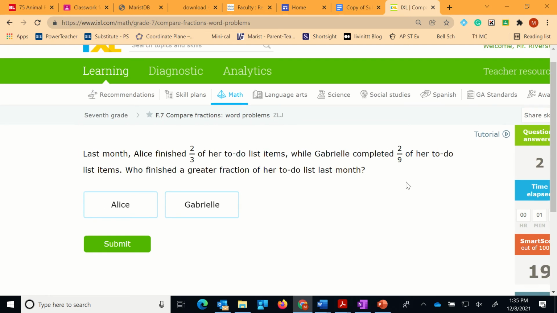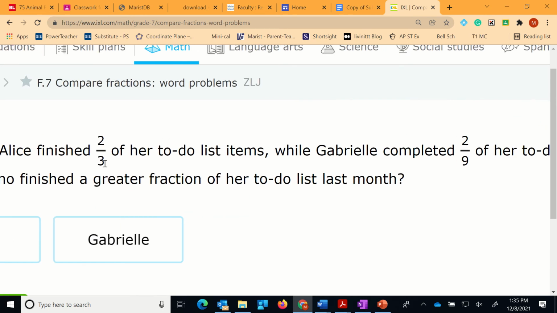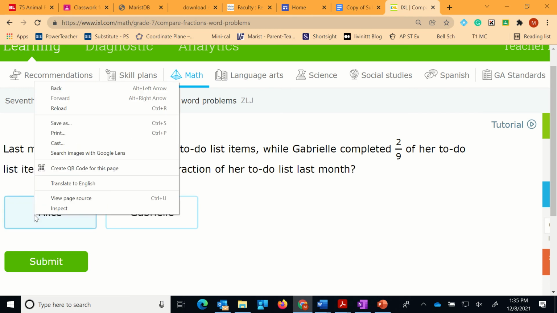Okay, well, this works pretty well actually if you think about like half, right? So what's half of 9? 4.5 is half of 9. What's half of 3? 1.5. So this is greater than 1/2. This is less than 1/2. So who finished a greater fraction of their to-do list? Alice. Who finished more than half? She finished 2/3. Alice finished more of her to-do list.